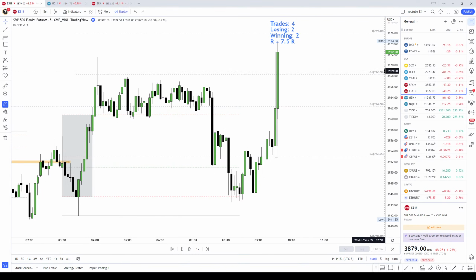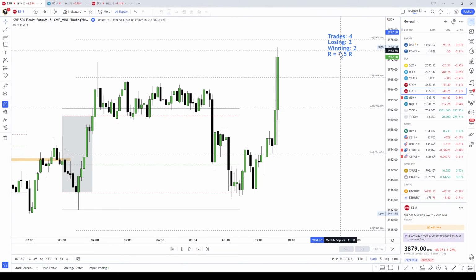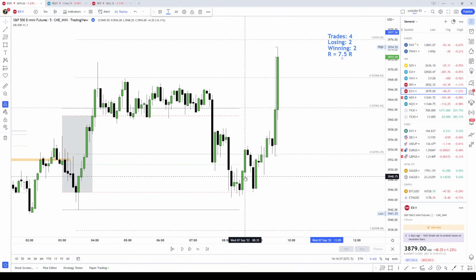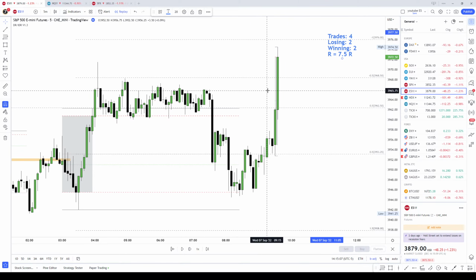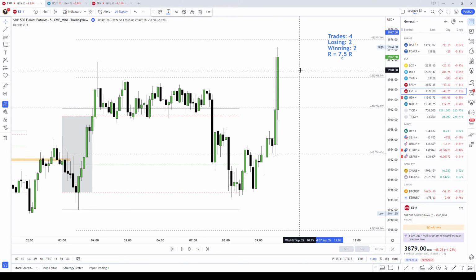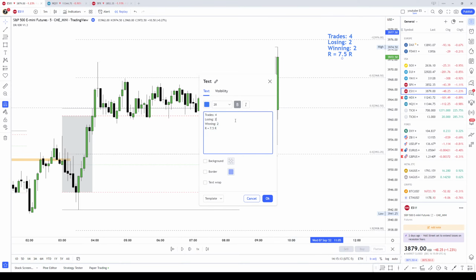So again, my timings and my rules for when I can take trades stopped me again from taking a nice retirement setup. Setup is still the same. Unfortunately, this setup came around 8:15. And as you can see, if I would have taken this trade, it would have been a good trade. So we have to add one losing trade.